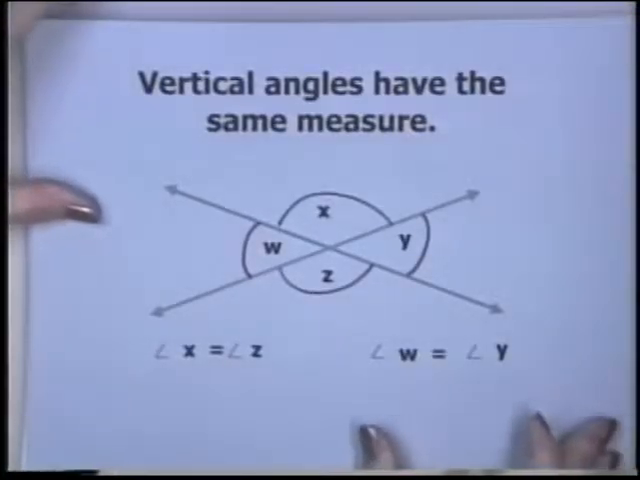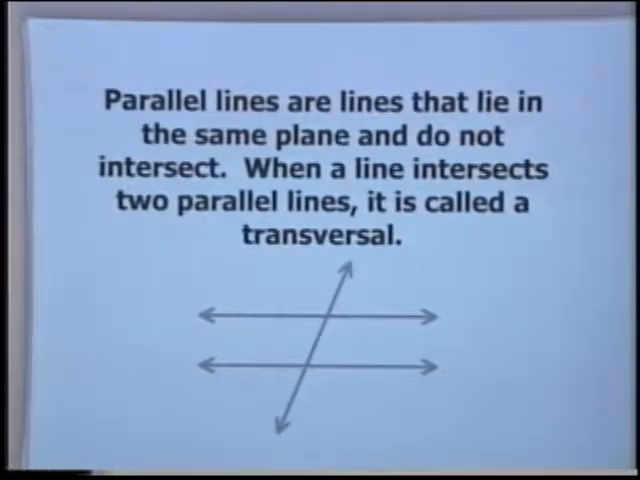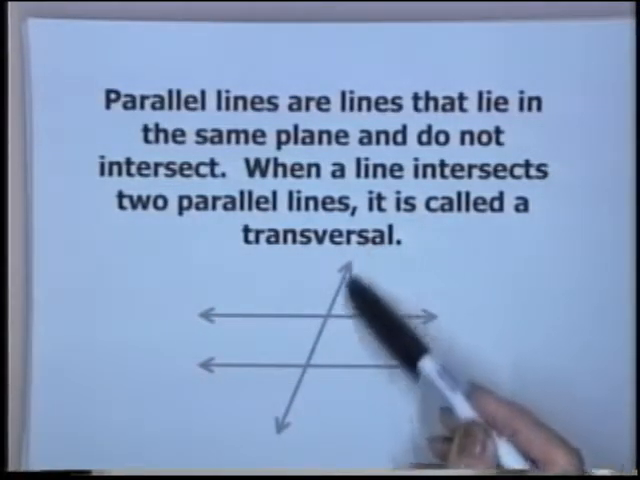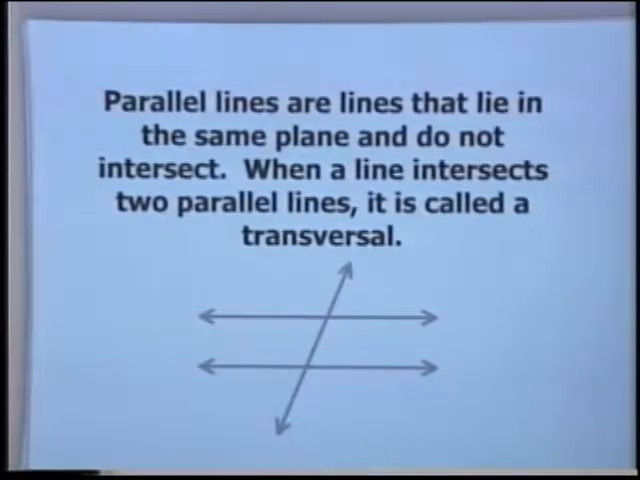Now, when three lines intersect, particularly when we have two parallel lines, and remember that parallel lines are lines that lie in the same plane and do not intersect. When a line intersects two parallel lines, and see here I've got my two parallel lines, and here's that intersecting line, this line is called a transversal.